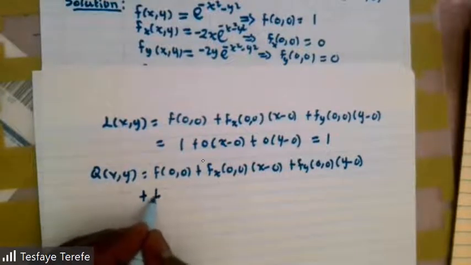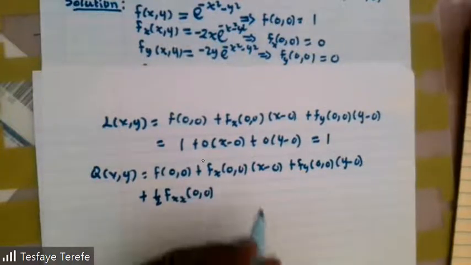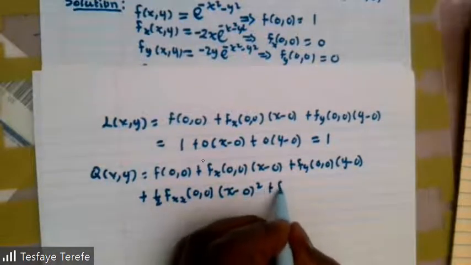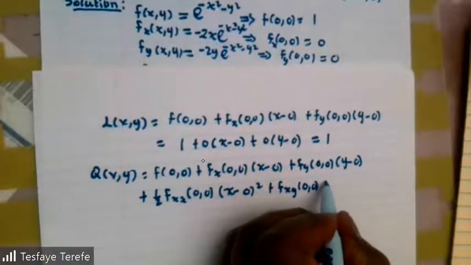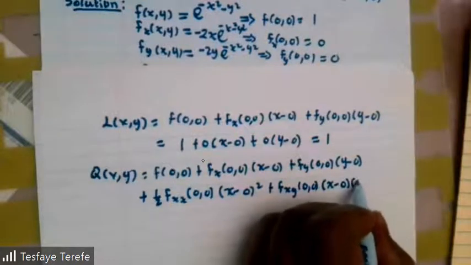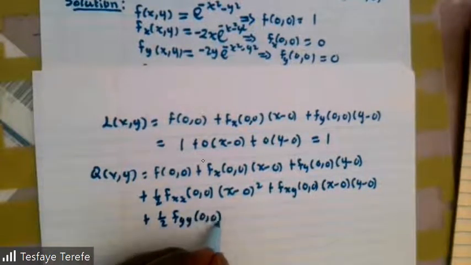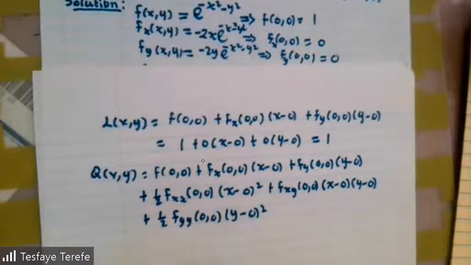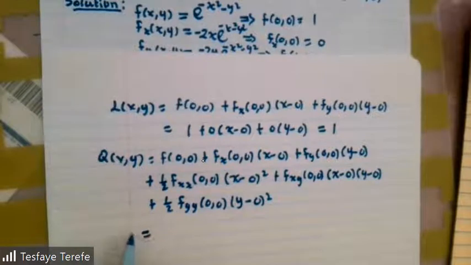plus 1/2 the partial derivative with respect to xx at 0, 0, and x minus 0 squared, plus the mixed partial derivative at 0, 0, which I screwed up when I wrote it, and plus 1/2 the partial derivative with respect to yy at the point 0, 0. And that is y minus 0 also squared. So as you see, this term is already done for us. We don't have to write it. So that is 1.